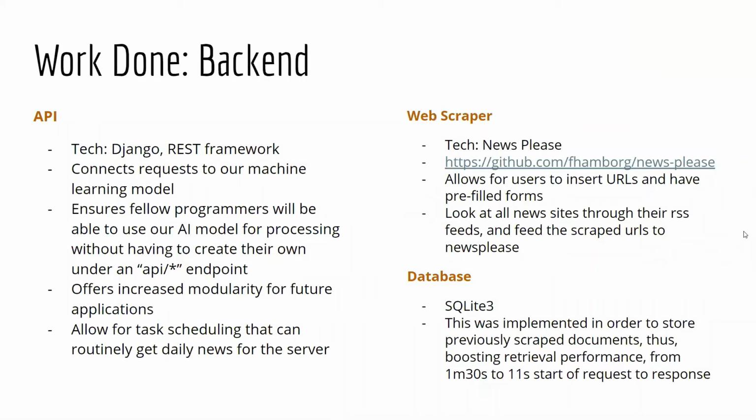For the backend implementation, we started with using Django and also the REST framework in order to speed up development time and also make the system a lot more modularized. This acts as an interface between the front end and the machine learning model. And because of the REST framework design, it ensures that fellow programmers will be able to use our AI model for processing without having to create their own. And this is opened under API, the API endpoint for the backend.